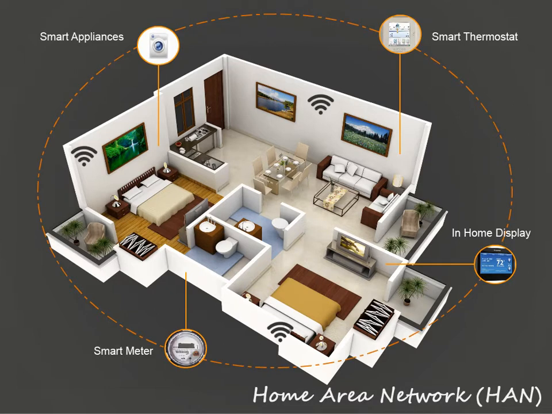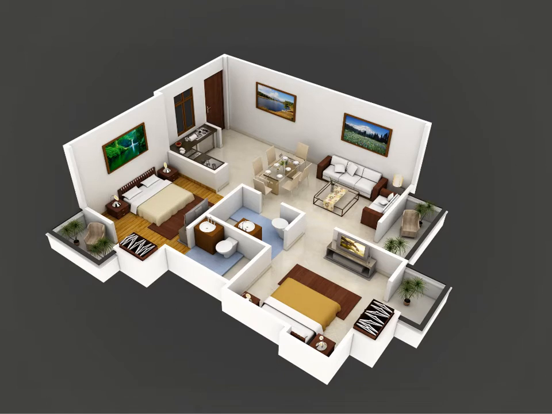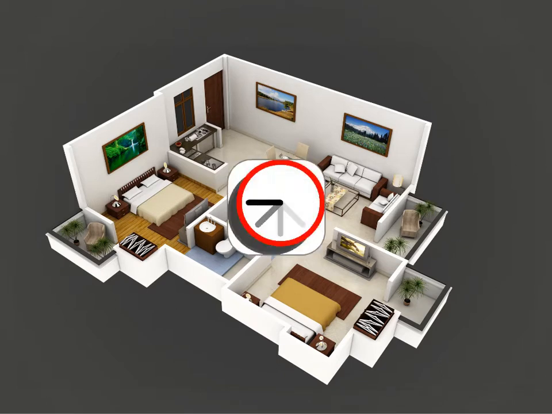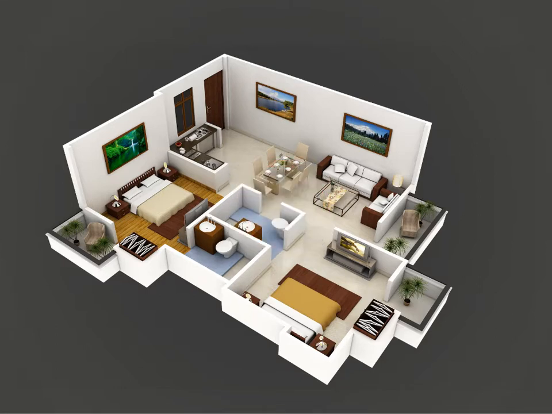Inside the smart home, a home area network, or HAN, connects smart appliances, thermostats, and other electric devices to an energy management system. Smart appliances and devices will adjust their run schedule to reduce electricity demand on the grid at critical times and lower consumers' energy bills. These smart devices can be controlled and scheduled over the web.